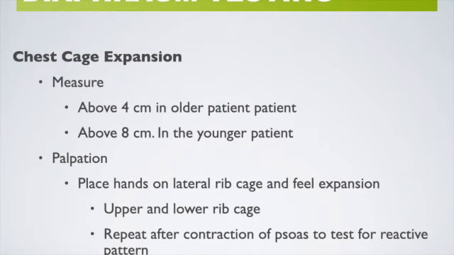There's chest cage expansion measure. It should be above 4 centimeters in an older patient, above 8 centimeters in a younger patient. If you don't take the time to measure it or don't have a tape measure handy, just place your hands on the rib cage on both sides laterally, just lightly, and have them breathe in several times and feel that motion. And this is a good way to monitor your correction too. If you're correcting psoas imbalance or doing adjustments in the spine aimed at helping to normalize diaphragm function, this is a good before and after palpatory technique as well.